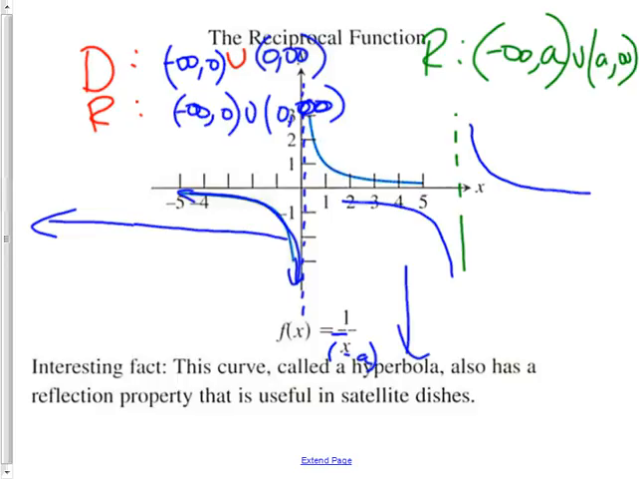So pretty much, what happened? This number changed to an A because I shifted it to the right. By shifting it to the right, did I even affect my range? No, because the range still goes up until 0, and then it can't be 0, and then it goes from 0 to infinity. So the range doesn't change.